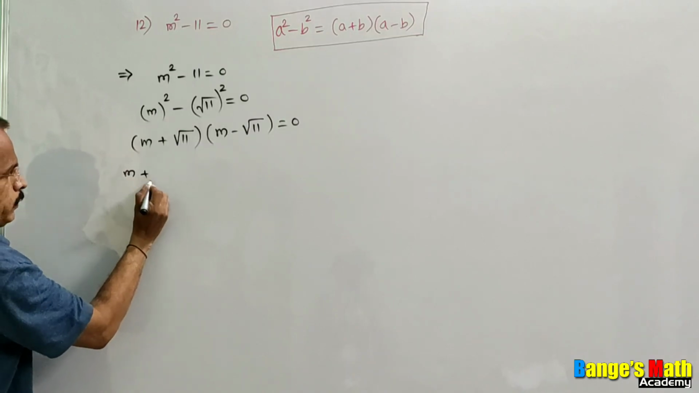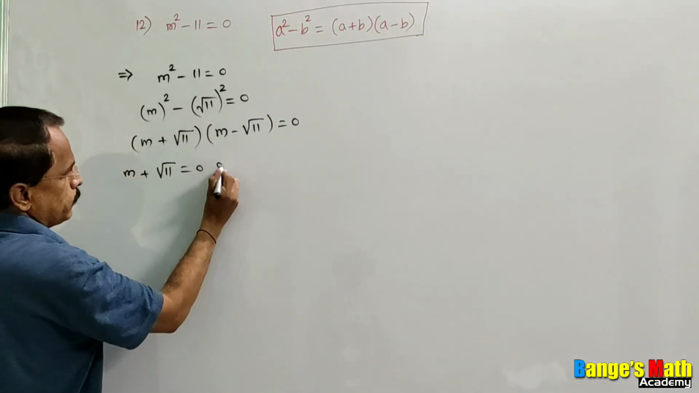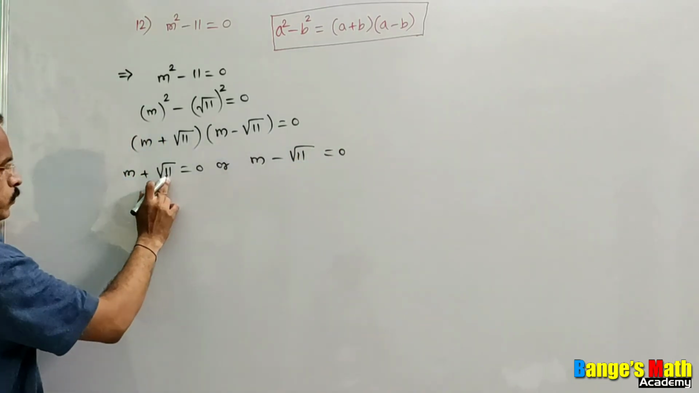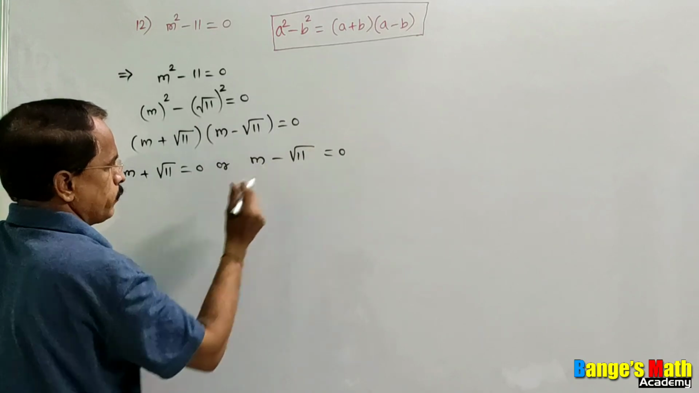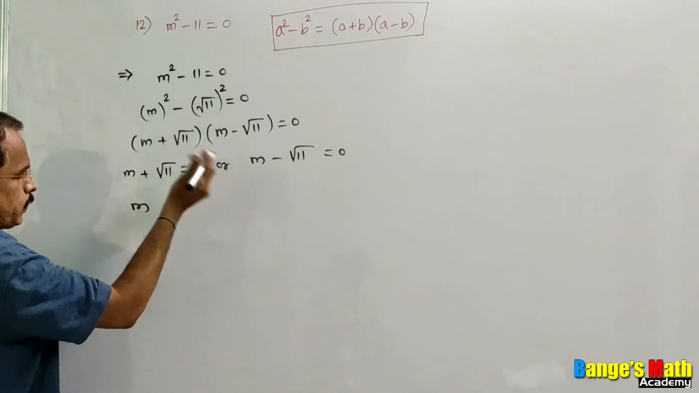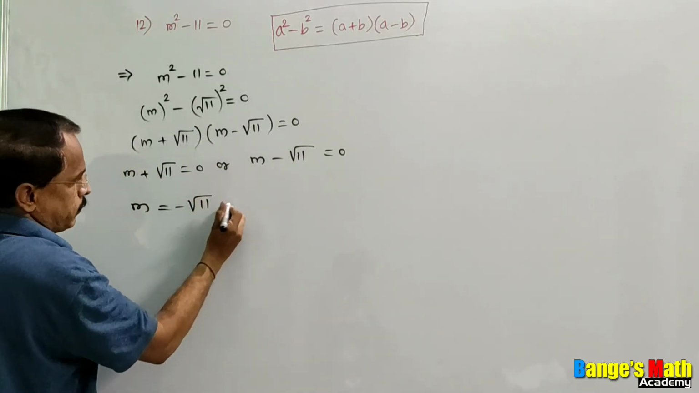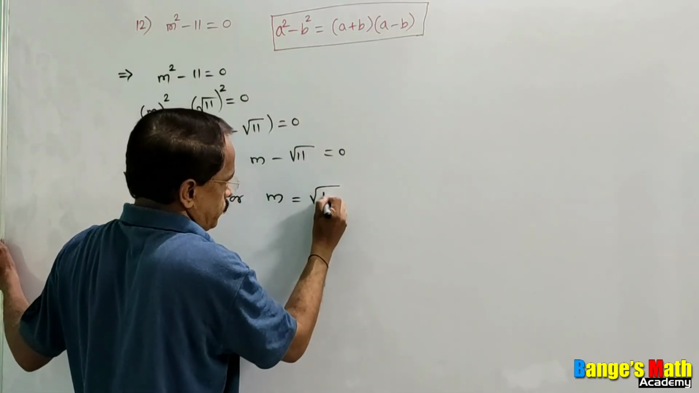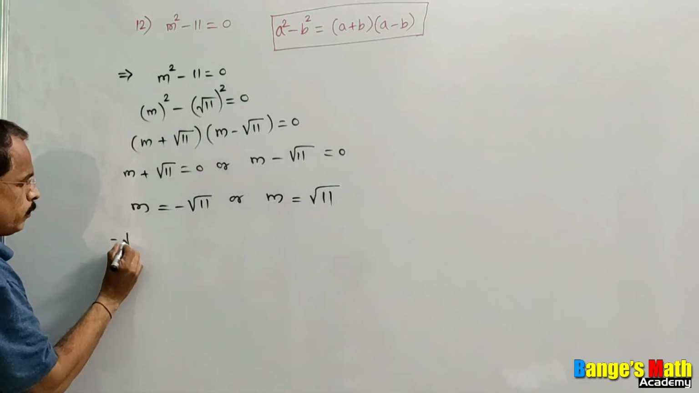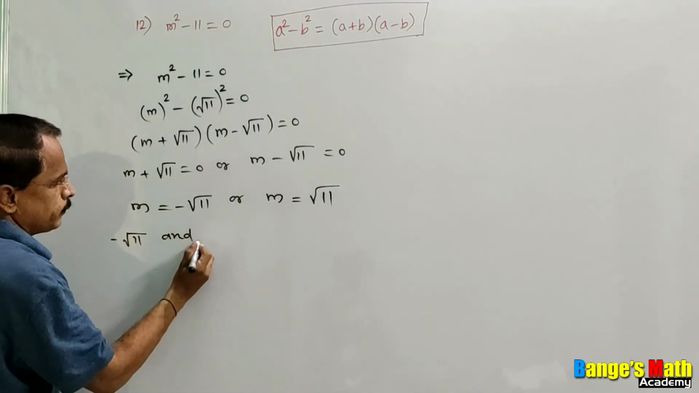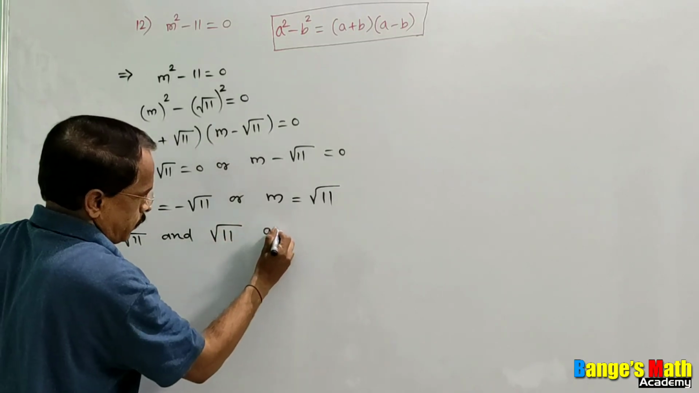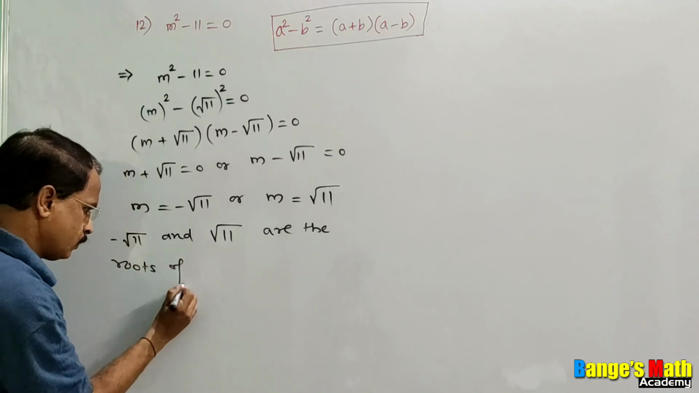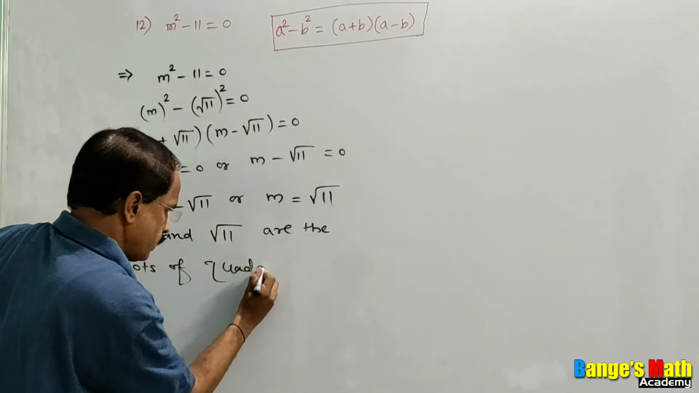Equate each bracket to 0: m plus root 11 is equal to 0 or m minus root 11 is equal to 0. m is equal to, transferring root 11, minus root 11, or m is equal to, transferring minus root 11, plus root 11. So minus root 11 and plus root 11 are the roots of the quadratic equation.